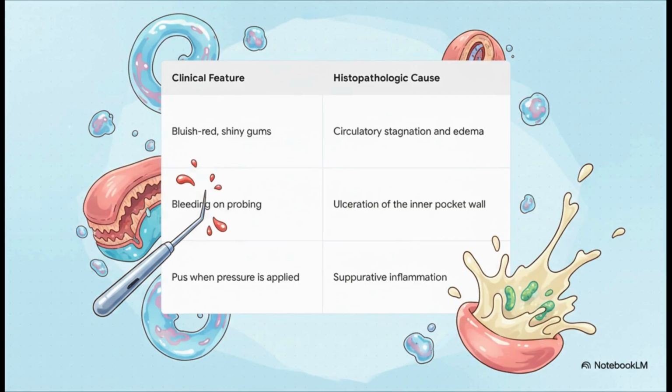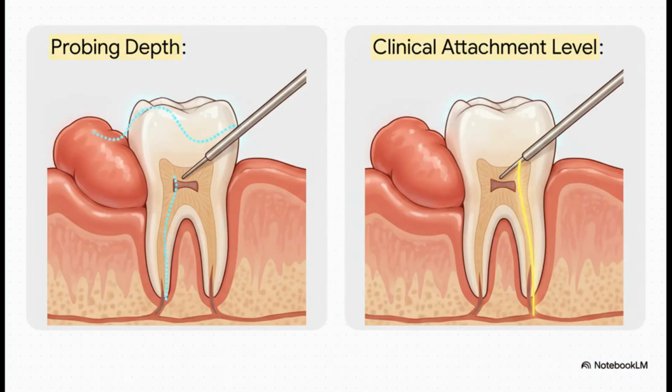Why does it bleed at the slightest touch of a probe? Because that probe is touching the ulcerated, raw inner wall of the pocket that we just saw. And if pus comes out when you press on it, that's a direct sign of all that active, gooey inflammation happening inside. Now, let's go back to those numbers.